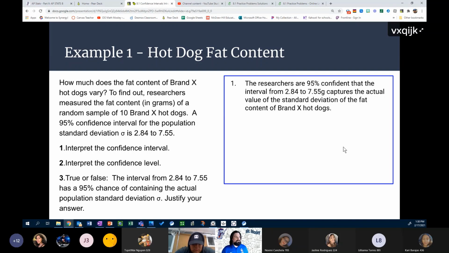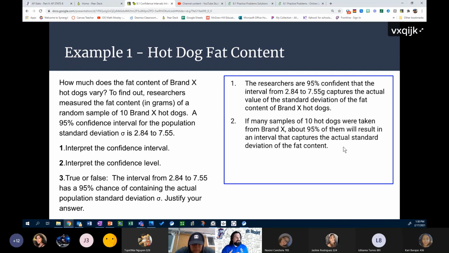Okay. Question number 2, I want to interpret the confidence level. If many samples of 10 hot dogs are taken from brand X, about 95% of them will result in an interval that captures the actual standard deviation of the fat content. So again, we're using that verbiage captures.